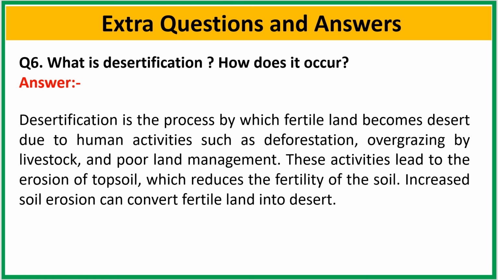Question number 6. What is desertification? How does it occur? Answer. Desertification is the process by which fertile land becomes desert due to human activities such as deforestation, overgrazing, and poor land management. These activities lead to the erosion of topsoil, which reduces the fertility of the soil. So the increased soil erosion can convert the fertile land into desert, which means the particular land is not capable of growing plants.